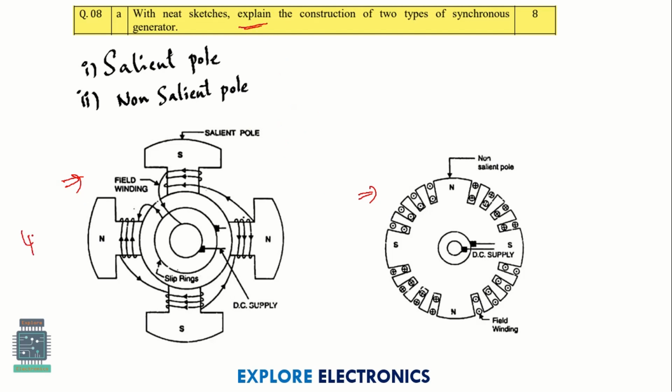Here 4 marks will be for one type, another 4 marks will be for the other type. So you need to explain how actually the construction is with respect to the winding and the pole and all. Here also you need to explain the things in detail so that you will be getting 4 marks completely. Diagrams you need to draw carefully, the windings and all, and you need to show the directions.